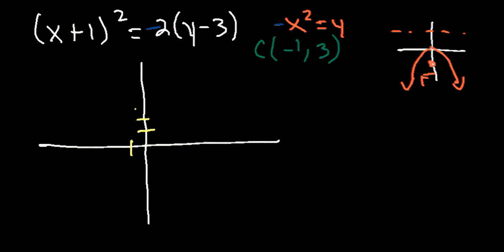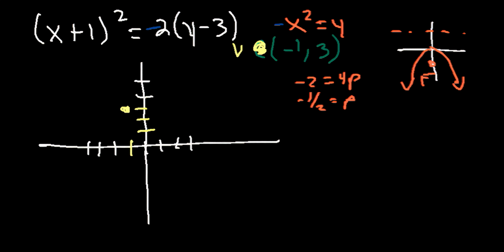So 1 to the left, up 3. And I actually mean the vertex. I keep calling it the center. So now we need to find the value of p. So negative 2 is equal to 4p. So p, if you divide by 4, that's negative a half. 2 over 4 is 1/2. So this is the center. We need to go half units. Well, the graph opens downward, so we need to go down by a half and up by a half. So if you go down by a half, that's the focus, but it's too small to draw. The directrix, we know it's this line here.